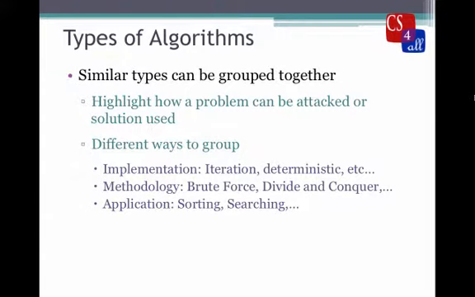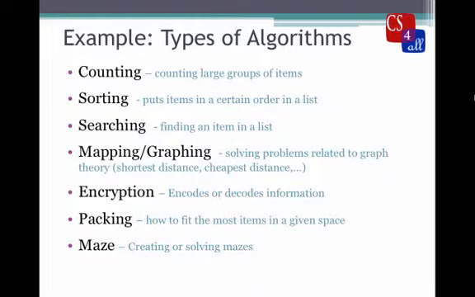There are many different types of algorithms, and you can group them together in ways that highlight how you would apply them to a problem or how the solution could be used. Different ways you might group algorithms include implementation. So if the algorithm is iterative or deterministic, if it has one outcome, or the methodology used, brute force or divide and conquer, for instance, or the application. If you're going to sort a list of numbers or search through a telephone directory, those are different applications. We are going to explore some algorithms based on their types of applications.